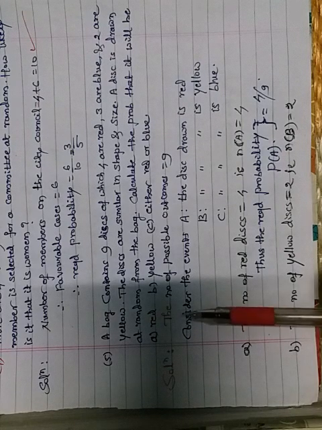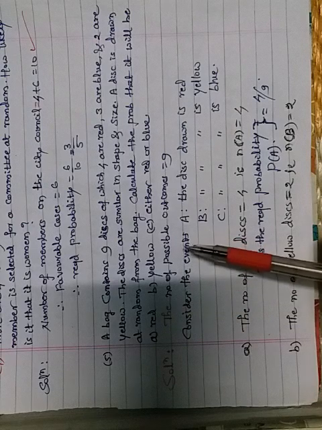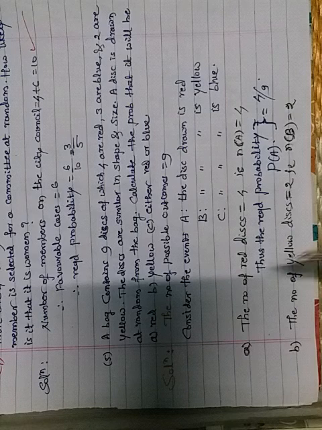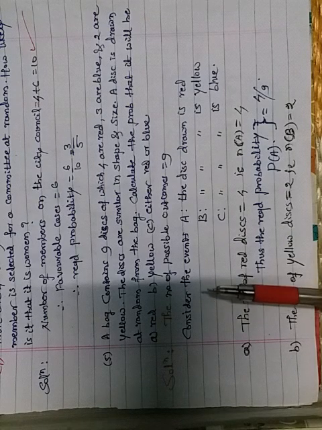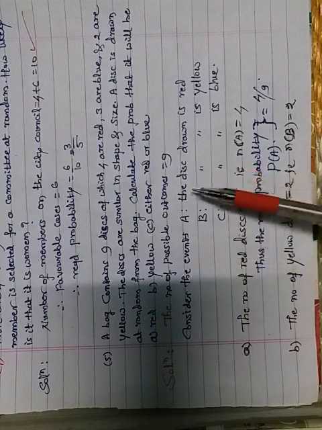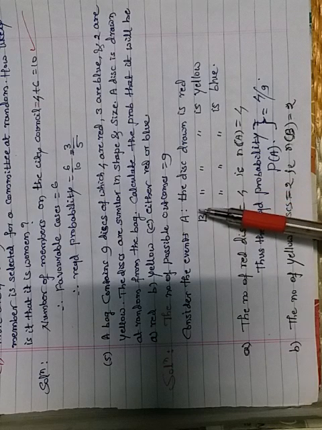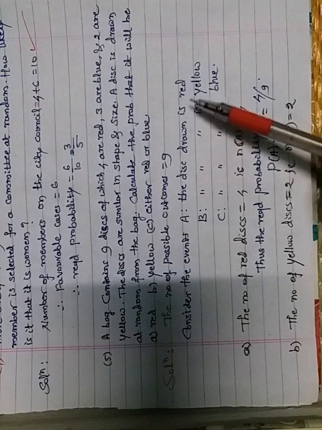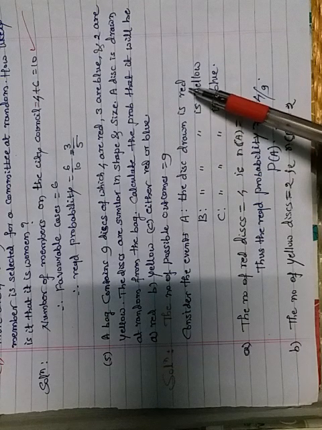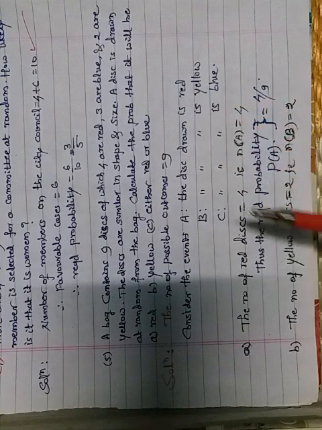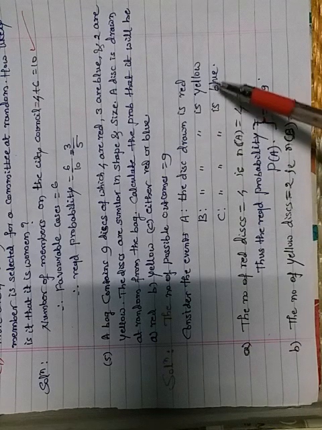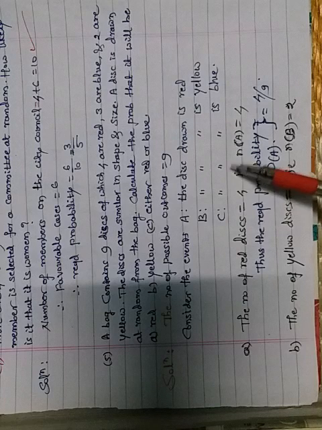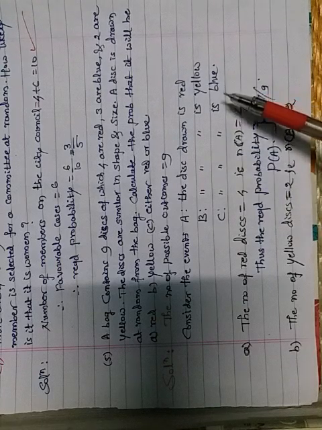Here is the solution. The number of possible outcomes is equal to 9. Consider the events: A, the disc drawn is red; B, the disc drawn is yellow; C, the disc drawn is blue.